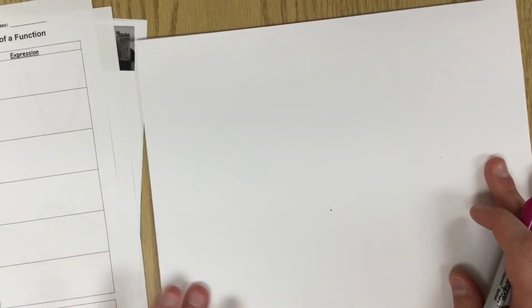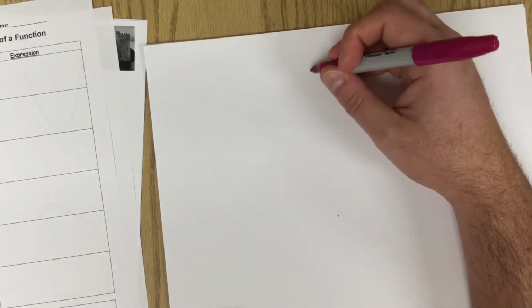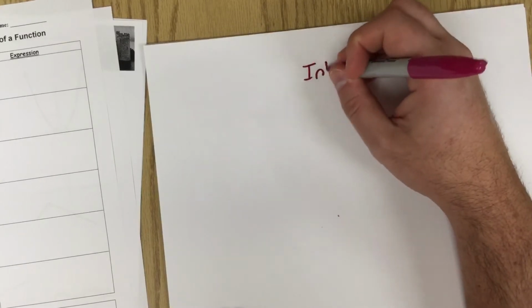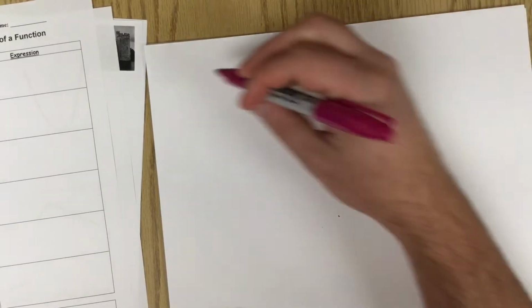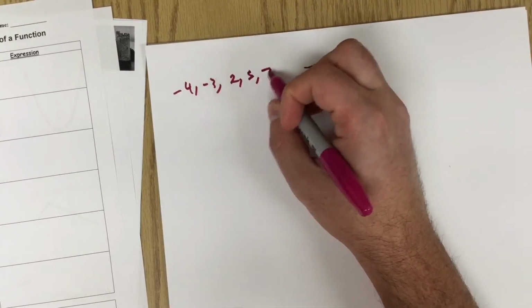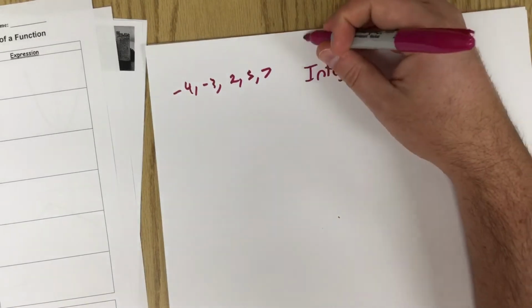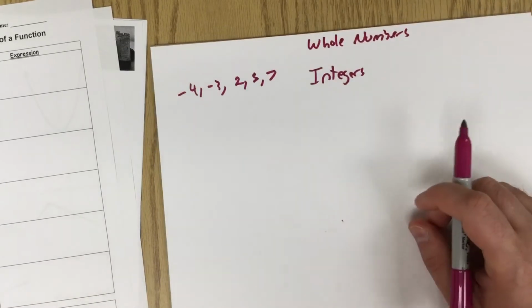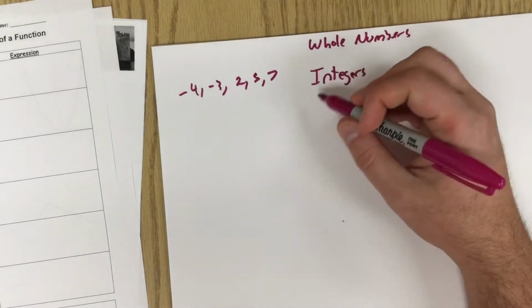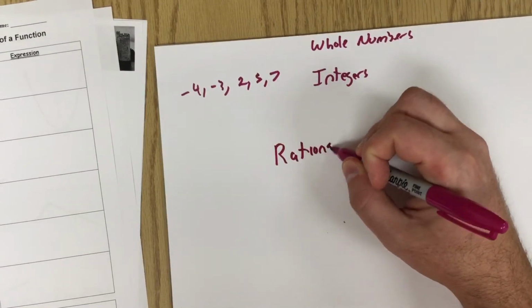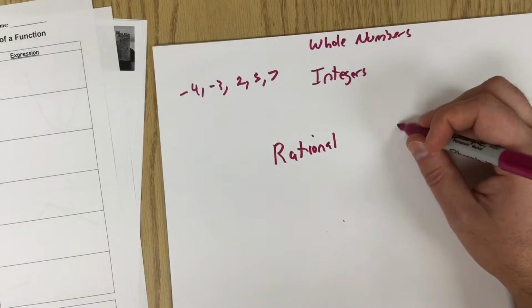So we're going to segue briefly into number sets. For example, you have all the integers. The integers are like -4, -3, 2, 5, 7. It's kind of the whole numbers. We often call these whole numbers, but whole numbers are usually just the positive end of it. Integers are the negative and positive numbers. Then we have rational numbers, and we have irrational numbers.